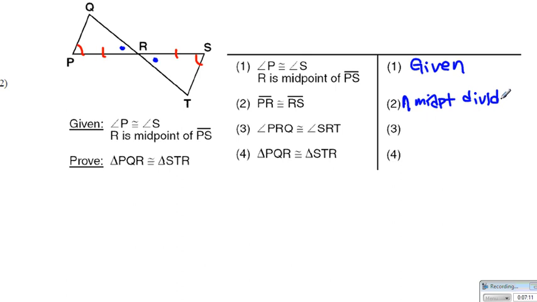A midpoint divides a line segment into two equal parts.